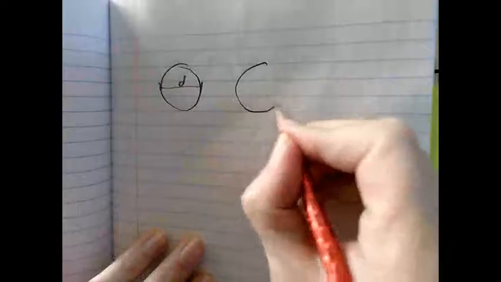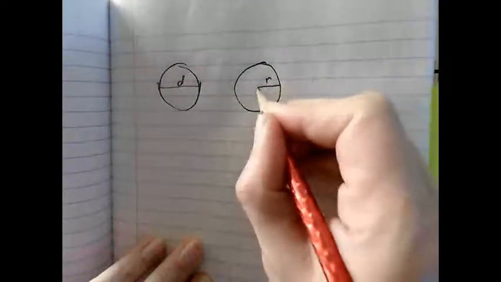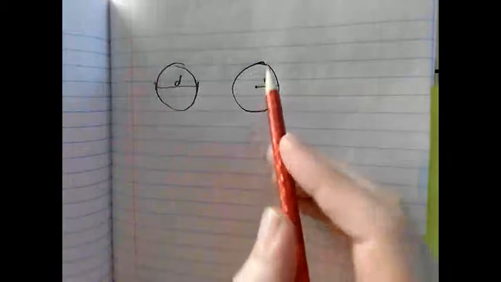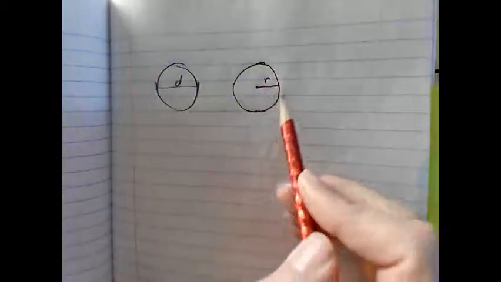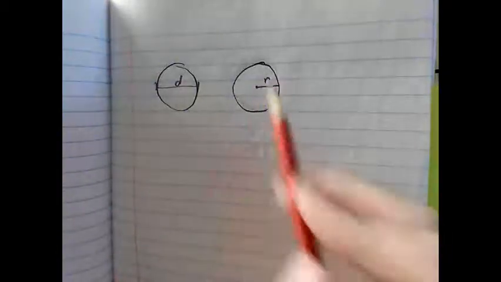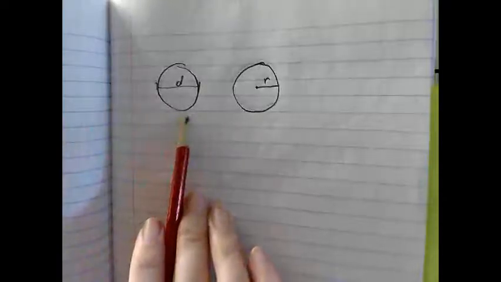Just to recap, the diameter is all the way across. The radius only goes halfway. And the other thing that we can talk about in a circle so far is the circumference. Remember, circumference is the perimeter of a circle. And there were two formulas for circumference. Both of them involve pi.